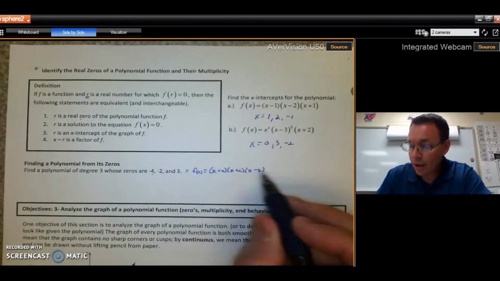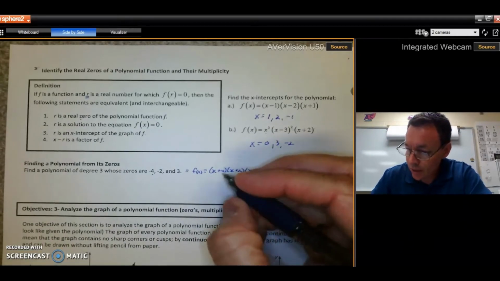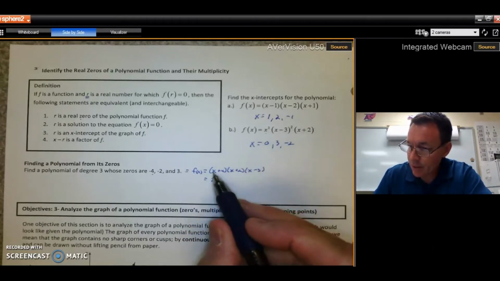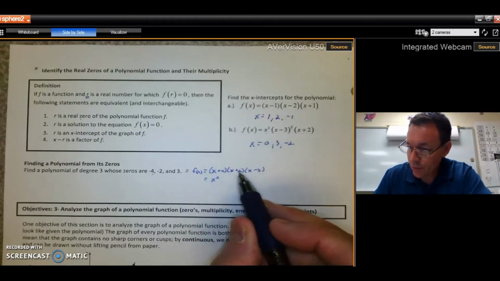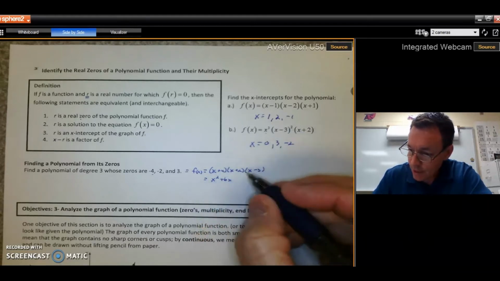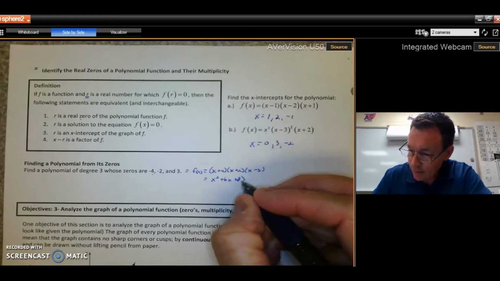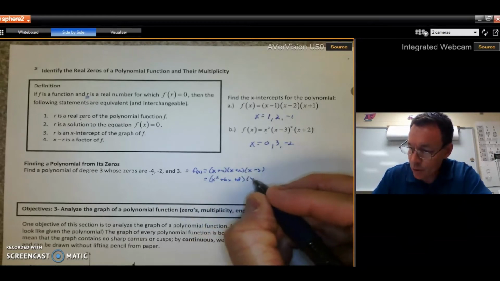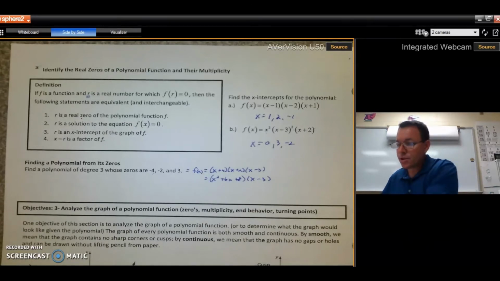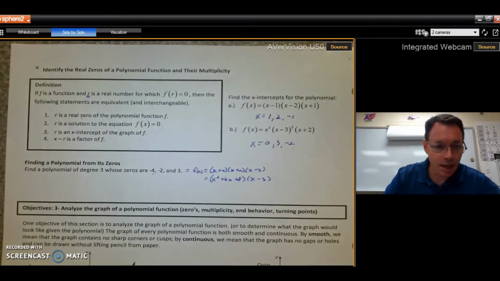So you could multiply all this out. So you could FOIL these two together. I'm going to get x squared, and then it's going to be x times 2. So I'm going to get a 2x and a 4x, so that's a 6x. And then plus 8. And then that has to get multiplied by the x minus 3 there. Okay, so again, you would FOIL that out. Now, I've got the answer. I'm going to save myself a little bit of time here on this one.